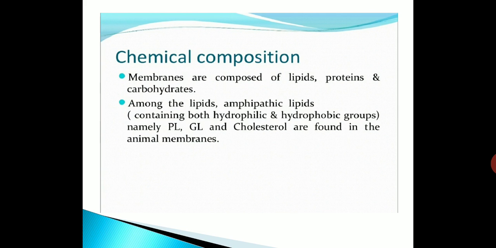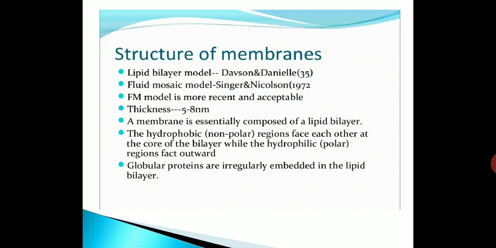Now we'll see the chemical composition of plasma membranes. Membranes are composed of lipids, proteins and carbohydrates. Among the lipids, amphipathic lipids, that is containing both hydrophilic and hydrophobic compounds, namely PL, GL and cholesterol, are found in the animal membranes. Now we come to the structure of membranes.